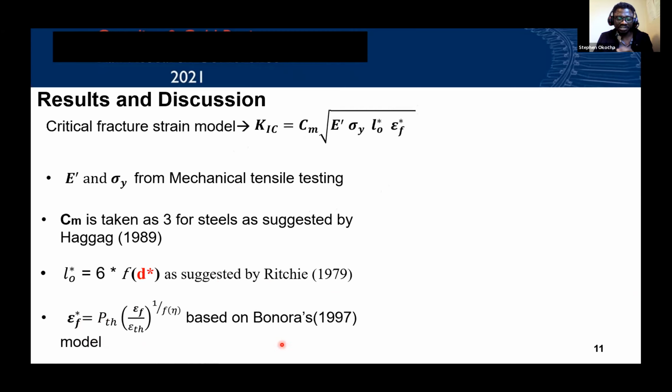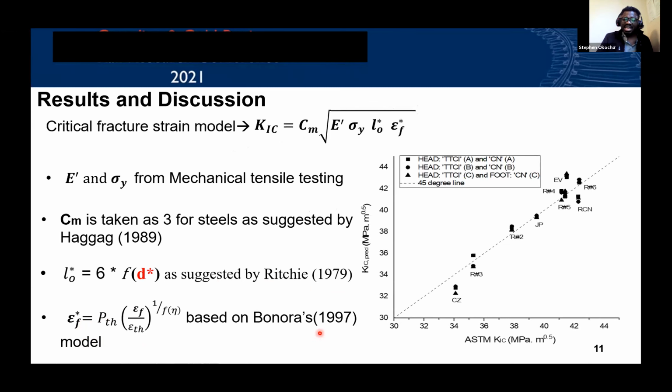So what we tried to do was to compare our predicted fracture toughness and that of ASTM. And this is what we got. We saw a couple of our values matching with that of ASTM, although some were outliers, like the CZ, the CV, and EV. But this actually calls for more research into why this is happening.